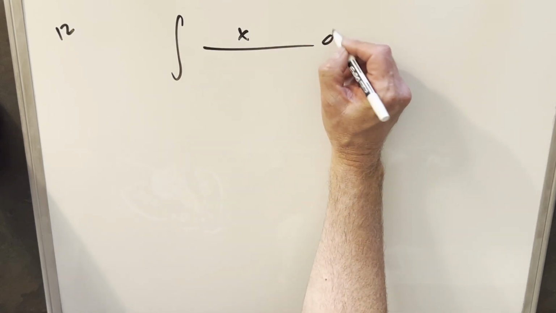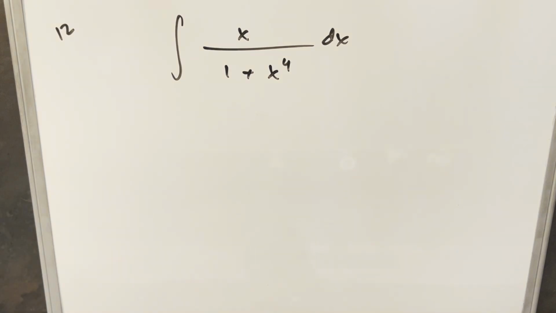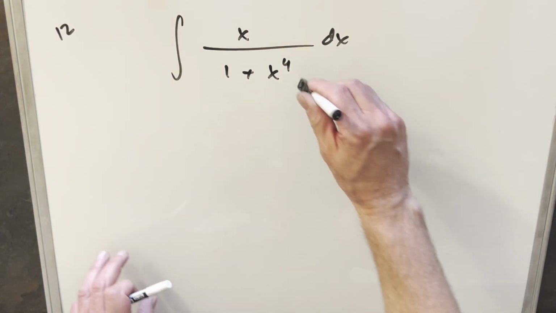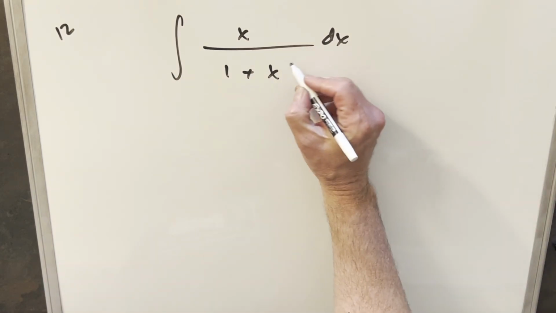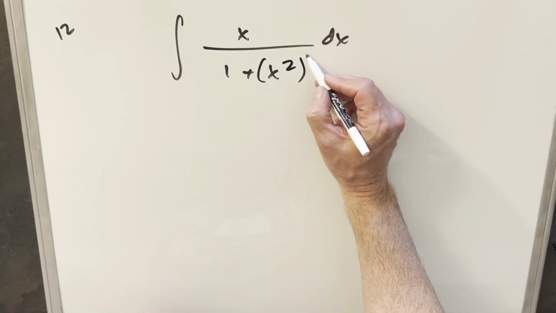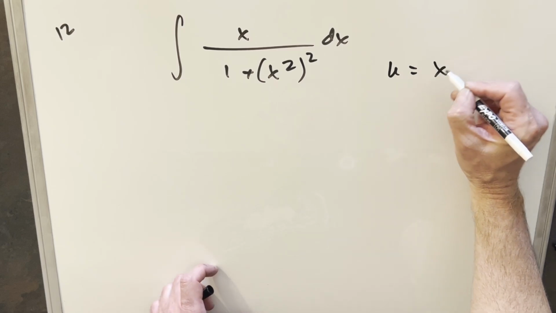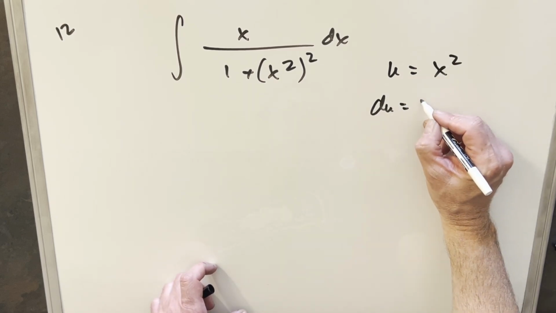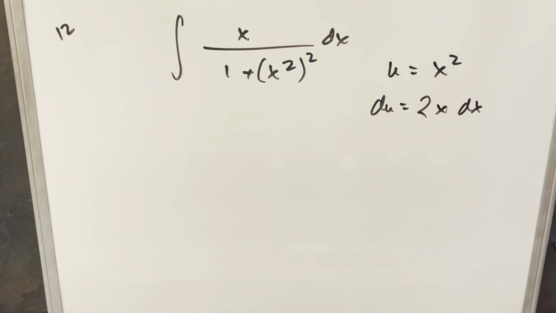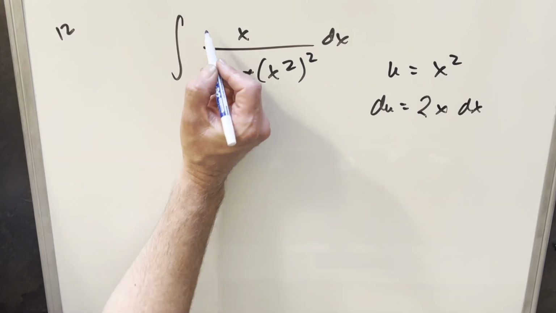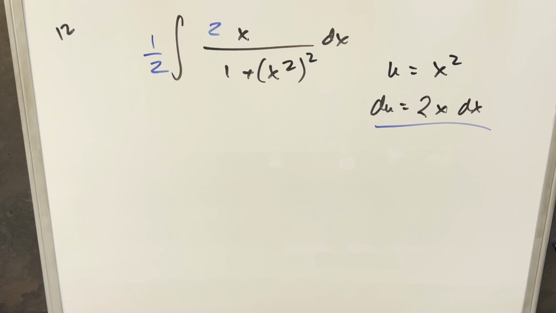Integral of x dx over 1 plus x to the 4th. Okay, I think this is an easy one. What I want to do is take this x to the 4th here, and I can write this as x squared. And then if I do a u substitution, it's going to work well with this. So I'll set u equal to x squared, du equals 2x dx. I'll just multiply in a 2 right here so that way we have this exactly, but I don't want to change it, so I'll multiply by 1/2 right there.